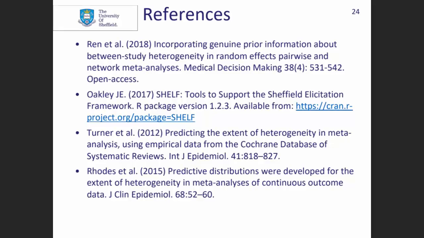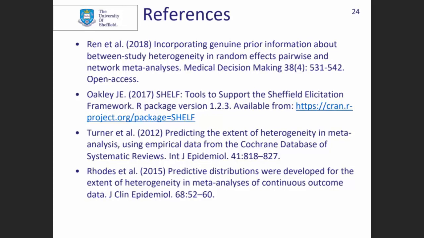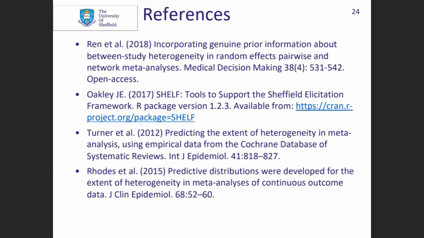So these are the references I've listed in the slides. The first one is the paper we published a few years ago, which details how to construct a prior distribution for the between study heterogeneity in the case of sparse network. And the second reference is the use of the Sheffield elicitation framework. And the last two references are the empirical evidence Turner and Rhodes et al. generated by analyzing lots of meta-analyses.